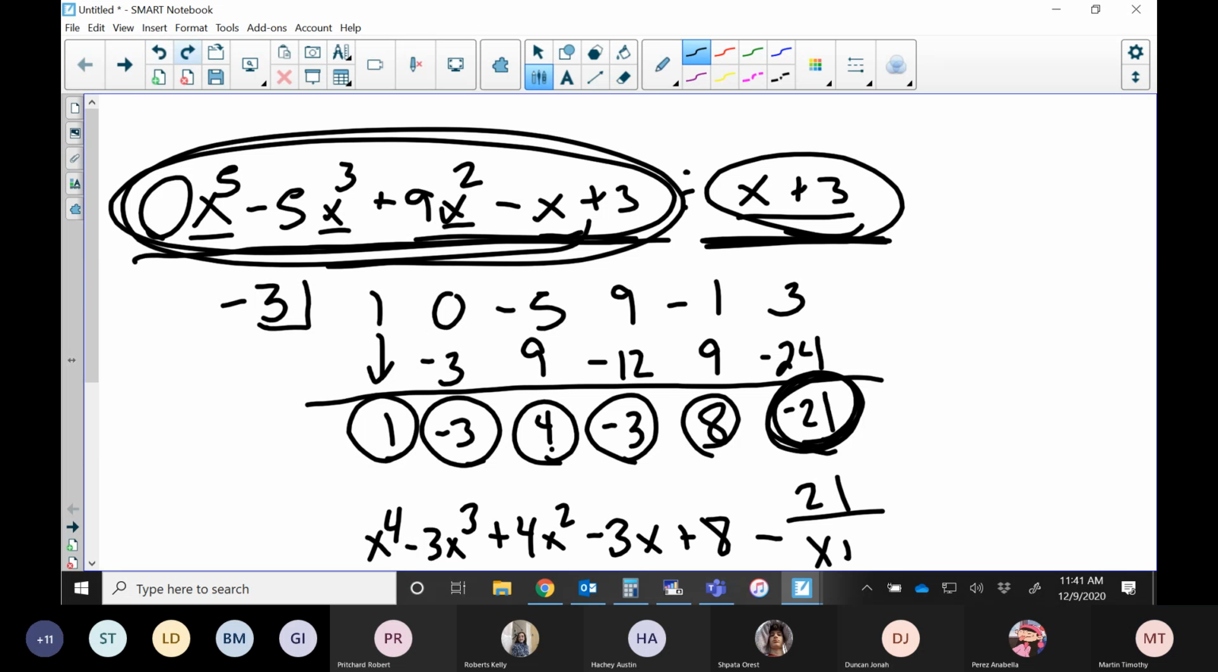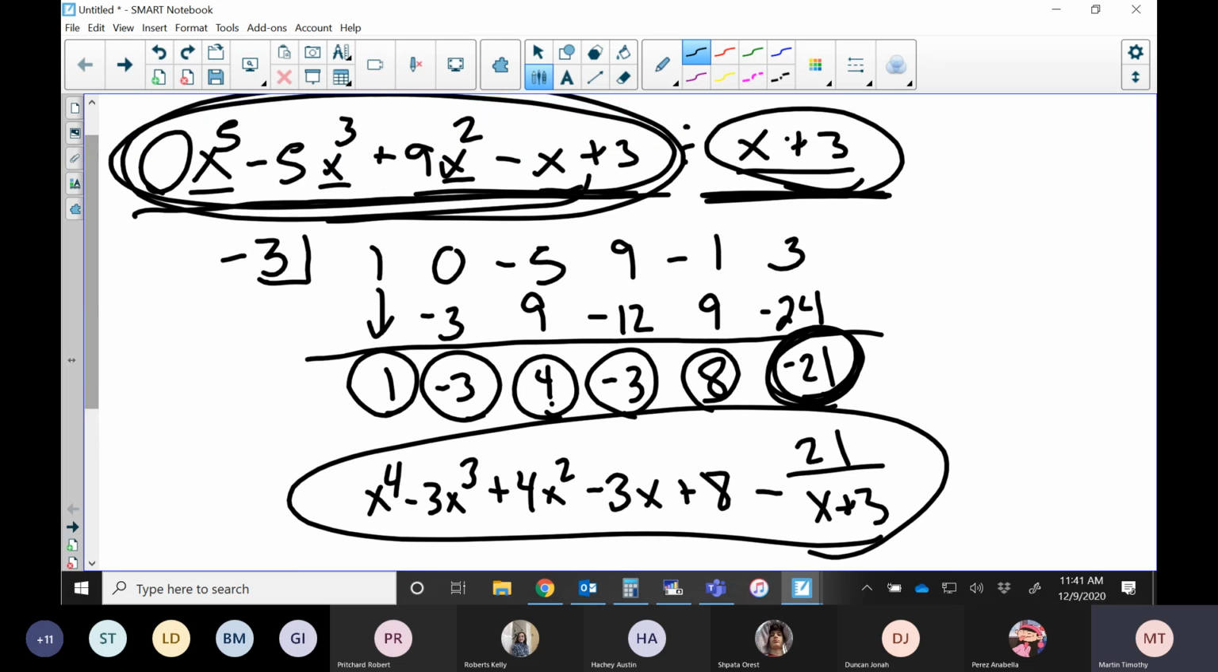Now, with this, what if someone asked me, is this a factor of this? They're not asking me to do the full division. They're asking, is it a factor? Yes or no? Since this is not a 0, your answer would be no.